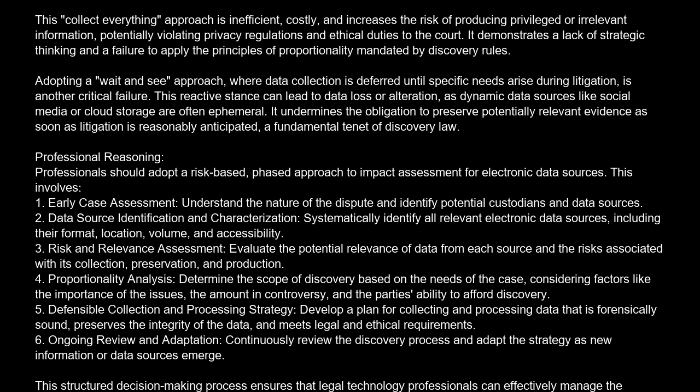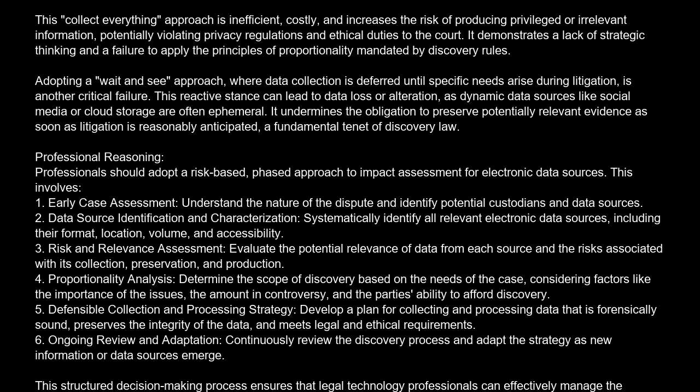3. Risk and relevance assessment. Evaluate the potential relevance of data from each source and the risks associated with its collection, preservation, and production. 4. Proportionality analysis. Determine the scope of discovery based on the needs of the case, considering factors like the importance of the issues, the amount in controversy, and the party's ability to afford discovery. 5. Defensible collection and processing strategy.